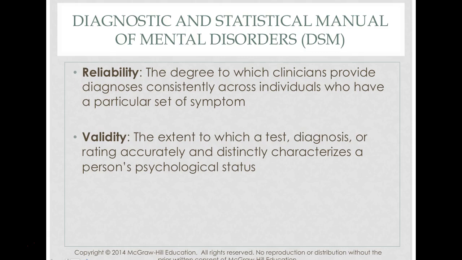Now, I'm pretty sure that everybody has gone over this before if you have taken general psychology when we talked about research. But reliability is the degree to which clinicians provide diagnoses consistently across individuals who have a particular set of symptoms. So looking at, okay, these people have these same symptoms, making sure that these people who are presenting with these symptoms are basically fitting into this diagnosis. So across the board, if this person went to see one clinician, they would probably have the same diagnosis as another clinician.